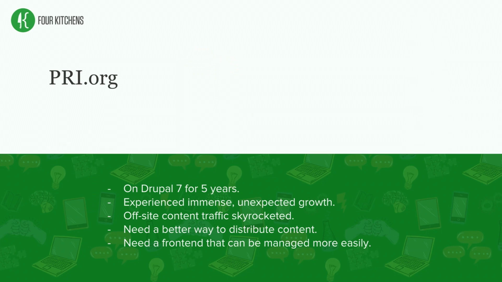So a little bit of context, PRI has been on Drupal 7 for 5 years. They experienced immense unexpected growth when they moved to Drupal, and then offsite content traffic skyrocketed, so they needed to be able to distribute their content to multiple sources, and they basically needed a front end that could be managed more easily. After 5 years of high levels of traffic and growing traffic, they partnered with us to determine how they should go about doing this and how they could start progressively working distributed architecture into their development workflow.